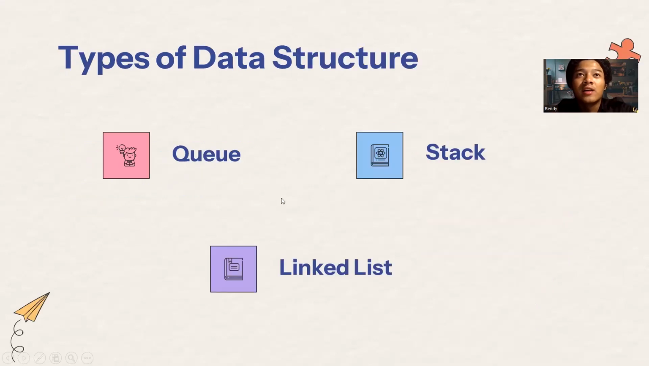So there are several types of data structure. As you can see here, we will talk about the queue data structure, and then move on to the stack data structure, and then the linked list data structure.